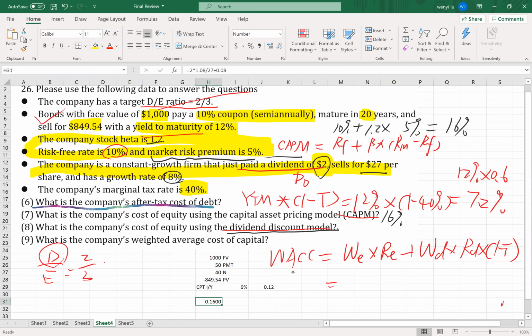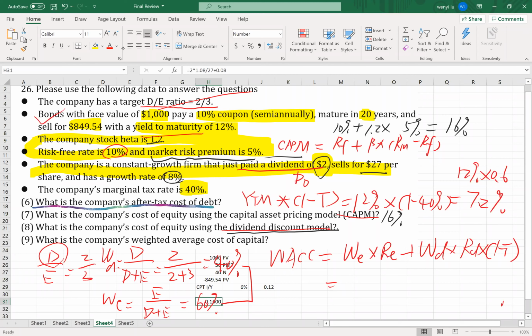Based on this proportion, the weight of debt will be D over D plus E, which equals 2 over 2 plus 3, which is 40%. And the weight of equity will be E over D plus E, which is 3 over 5, or 60%. If you add these two, they must equal 100%. You see these numbers are correctly calculated.